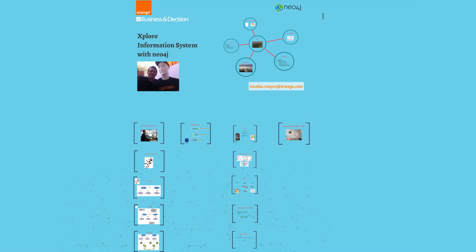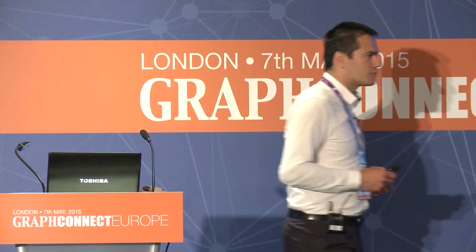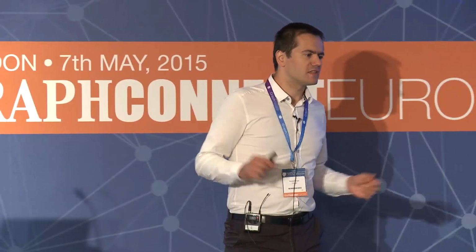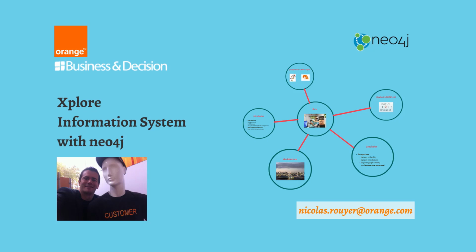Today, we will explore information system supervision with graph databases. And mostly, this field of IS supervision is very interesting for us operators because we have a huge IT system and we want to dig into this system and try to make things emerge.